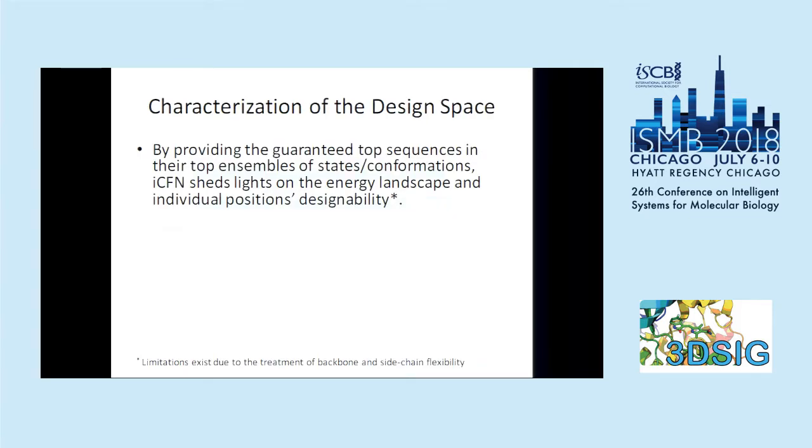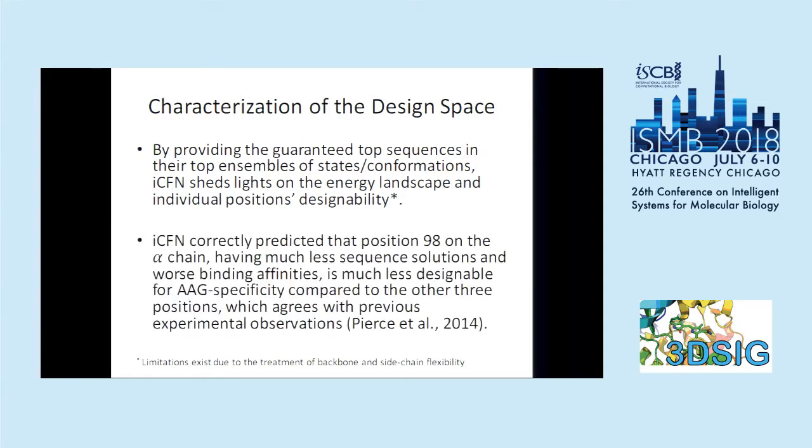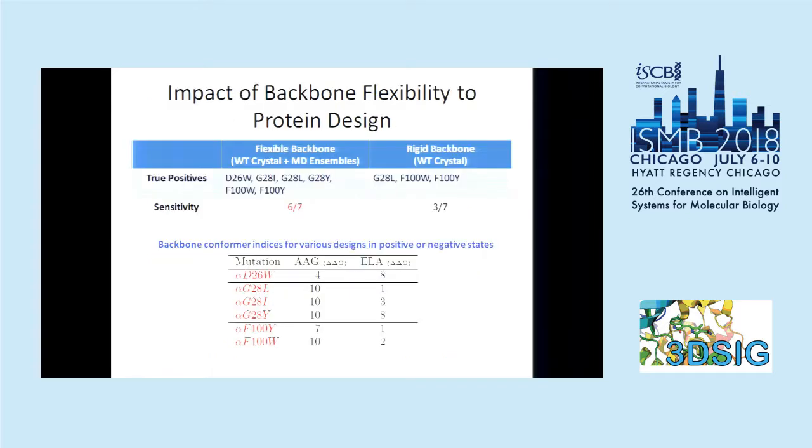And then what about the characterization of the design space? Because we are providing the guaranteed top sequences in their top states and top ensembles, they tell you the energy landscape and individual positions' designability. We found that position 98 on the alpha chain has many fewer sequence solutions, with worse binding affinities, so it is much less designable, and that agrees with previous results. And if I only use the fixed backbone, just the crystal structure, you can see that you will only get 3 of the 7 instead of 6 of the 7.